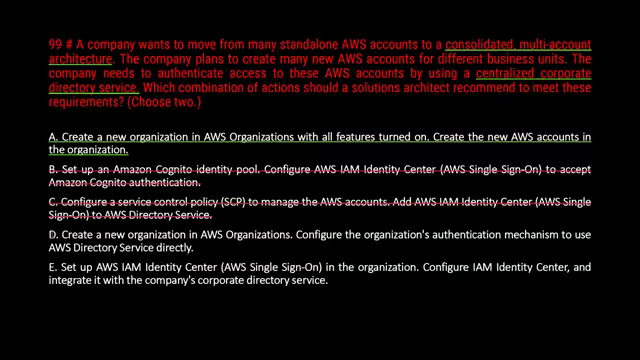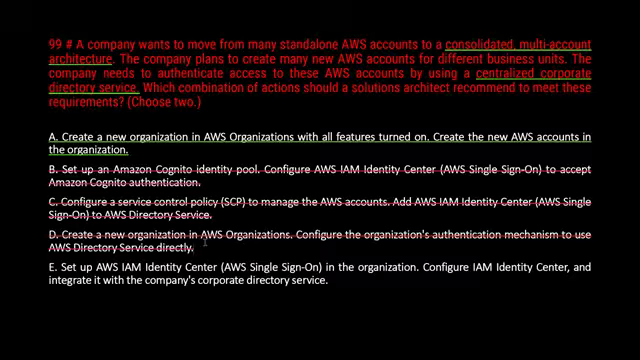Let's look at option D. Create a new organization. Configure the... Okay, since we already did this, actually we can even cross this out, because we have already done that. So if you want to pick between A and D, the first is good. Then they are talking about configuring the organization's authentication mechanism to use AWS Directory Service directly. No, you cannot do that.